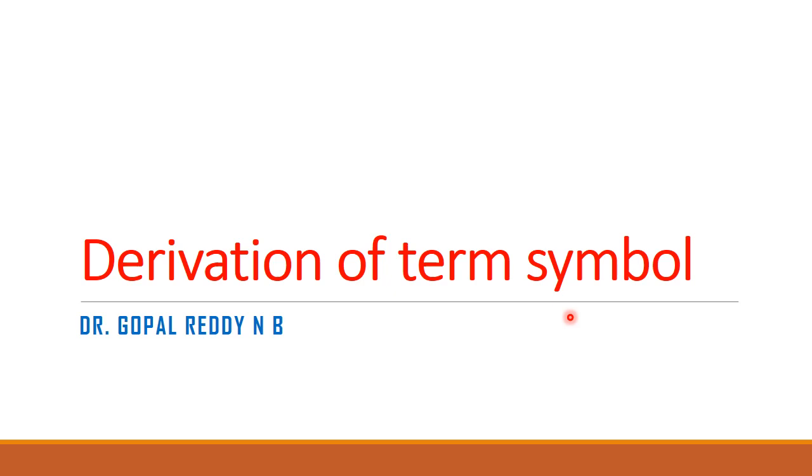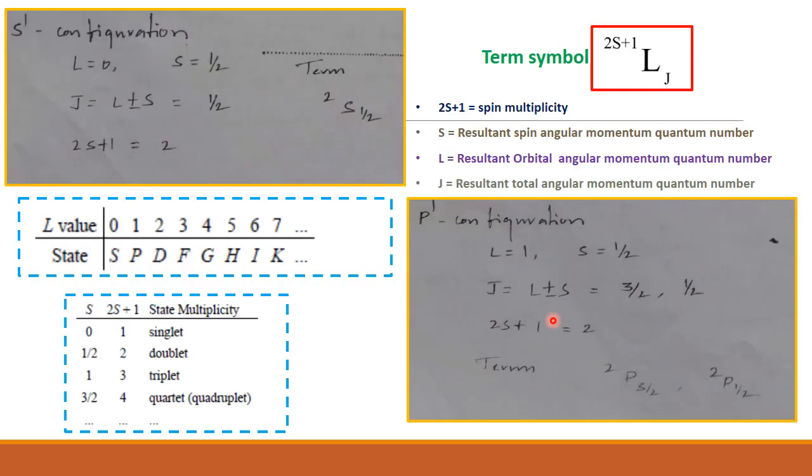Our topic today is derivation of term symbols. Here, I've taken some examples. With that, I'll show how to derive the term symbol for the first example configuration. I'm considering the s1 configuration, that is, an s orbital having one electron in it, where for an s orbital, L is equal to 0.